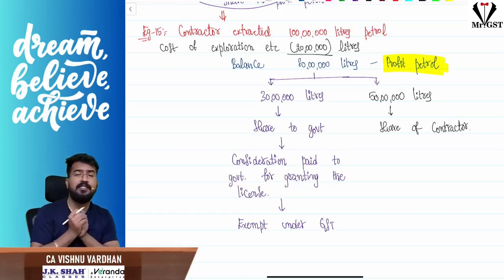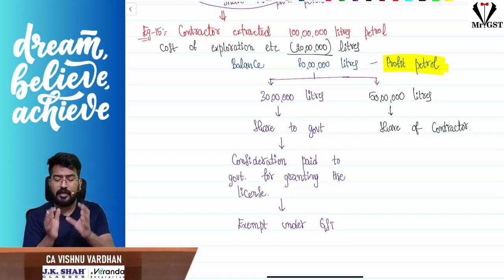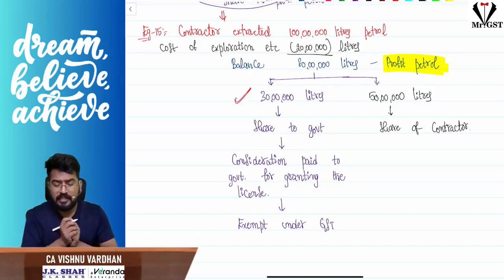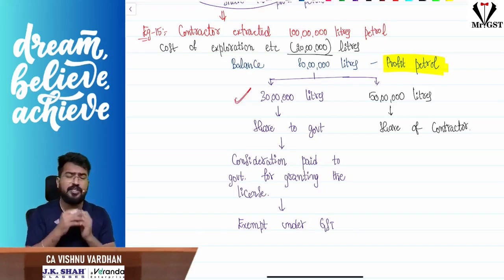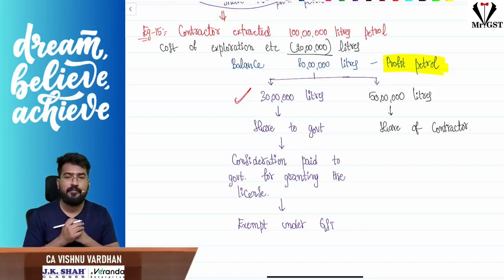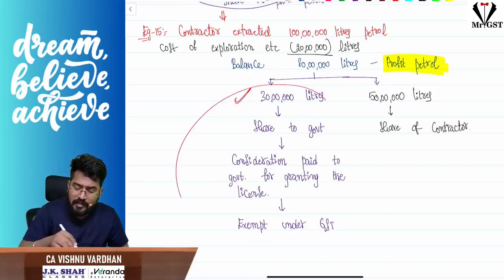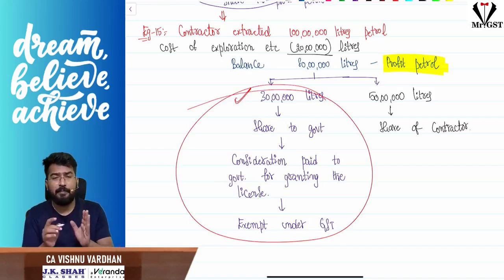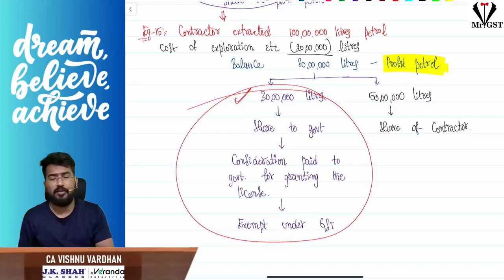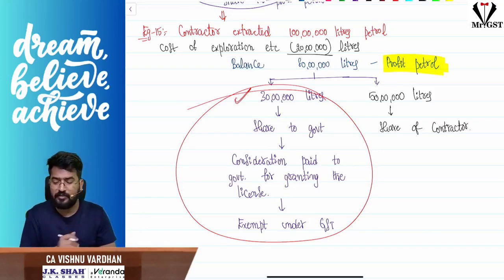Of the remaining balance of 80 lakh liters of petrol, 30 lakh liters is given as the share of the government. Why am I giving this 30 lakh liters as a share to the government? Because the government gave me the license to explore that petroleum. So this 30 lakh liters is nothing but consideration paid by me to the government for giving me the permission to explore the petroleum. So that is treated as supply. However, that is exempt under GST. No need to worry. This is another clarification.